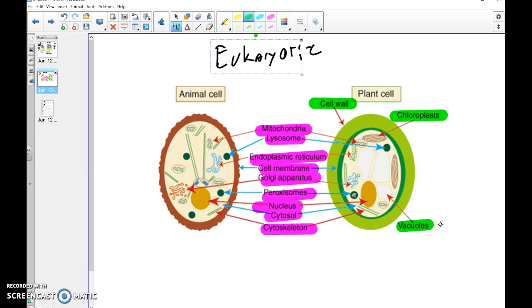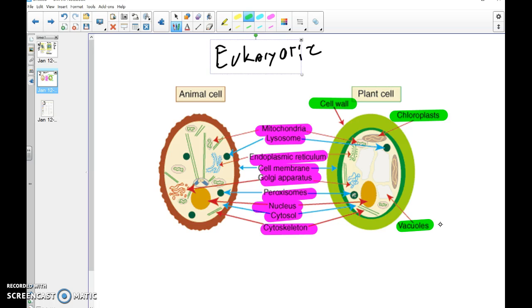Plant cells have a cell wall. Animal cells do not. Plant cells have a chloroplast or several chloroplasts. Animal cells do not. And plant cells generally have large central vacuoles. Now, animal cells can have them, but they're just not as big. And so that's the big thing. You can see right here all these organelles: mitochondria, lysosome, endoplasmic reticulum, cell membrane, Golgi apparatus, peroxisomes, nucleus, cytosol, cytoskeleton. They can be in all types of eukaryotic cells.